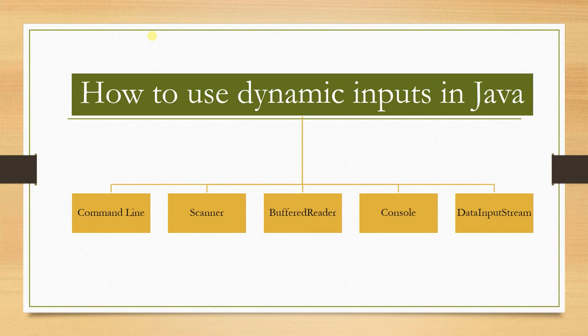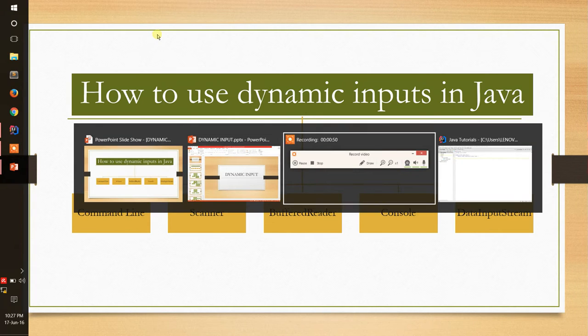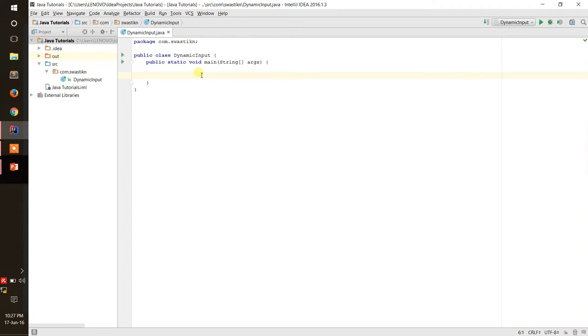Okay, first let's do one example of command line. What happens in command line is that you can see over here the string array that the main accepts. These arguments are provided from the command line. If you're still using Sublime Text or any other text editor and command prompt or terminal, I'll show it to you.